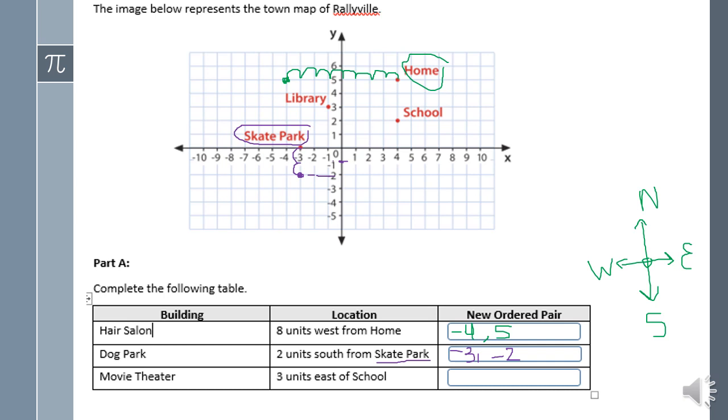All right, so here's my school. 3 units east of the school. So I'm going to move to the right. 1, 2, 3, and there is my new point.